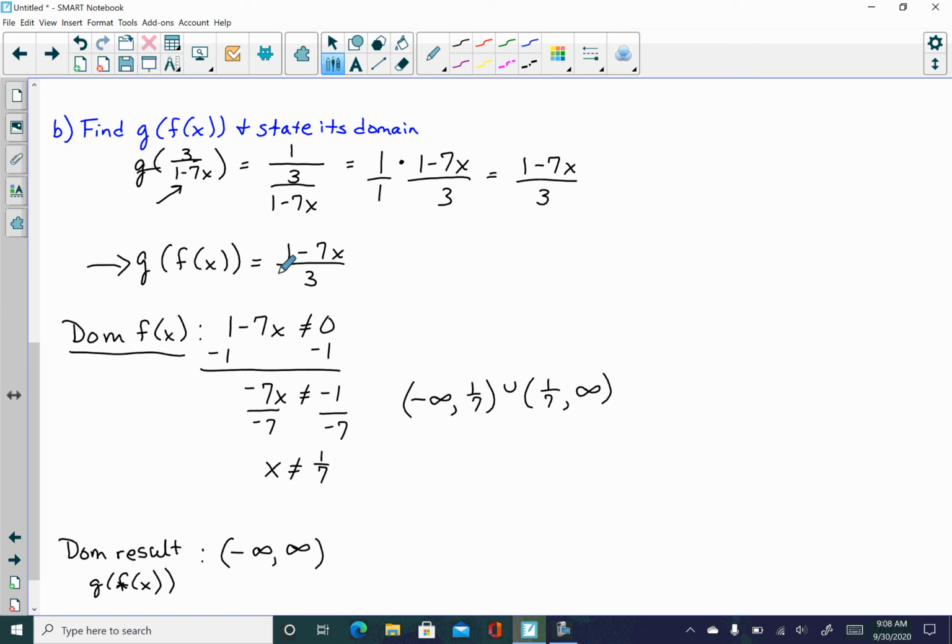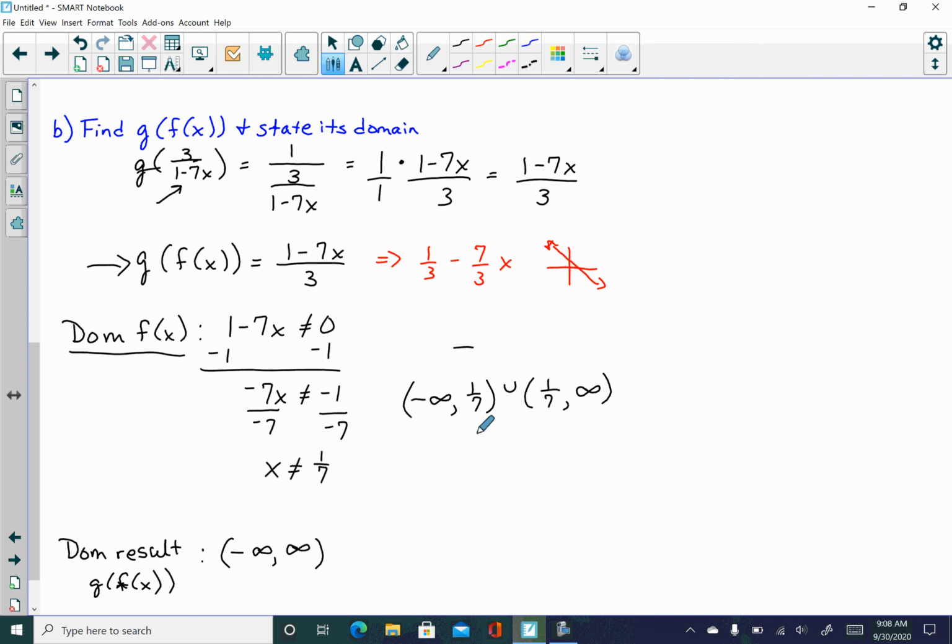Furthermore, another way to write g of f of x up here is that both of these terms are divided by 3. So this means 1/3 minus 7/3 x. Hopefully that gives you the clue that you're looking at slope and y-intercept. The number in front of x is your slope, and this is your y-intercept. Granted, they're fractions here, but this is still like y equals mx plus b. If you were to graph this, it looks something like that. So it's going left and right forever, negative infinity to positive infinity.